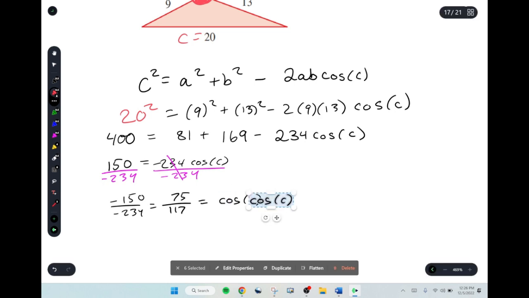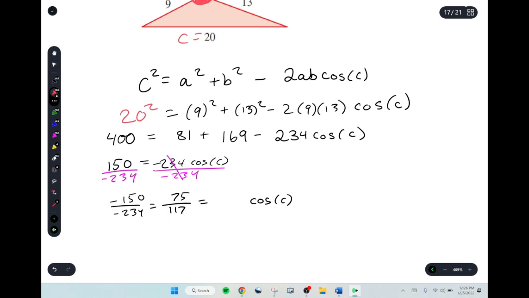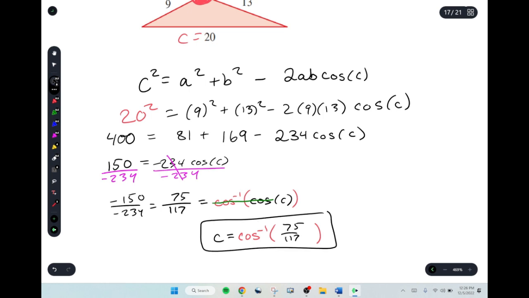I always have to end up moving it a little bit over, right? Because you're going to write right on the inside of it, cosine to the -1. And that's going to take it out. And you're going to be left with C equals, what you do to one side, you have to do to the other side. Cosine to the -1 of 75 over 117. That's what you write on your test.